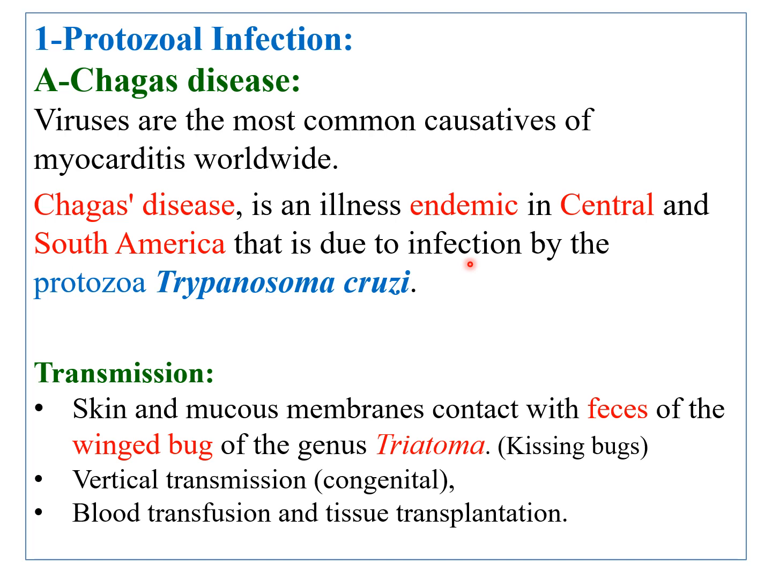This protozoa has many transmission modes, but the dominant one is being transmitted through the winged bug called Triatoma, sometimes called the kissing bug because it tends to bite the patients in their faces. But this Triatoma doesn't introduce the protozoa during biting. The protozoa is actually present in the feces of this bug.